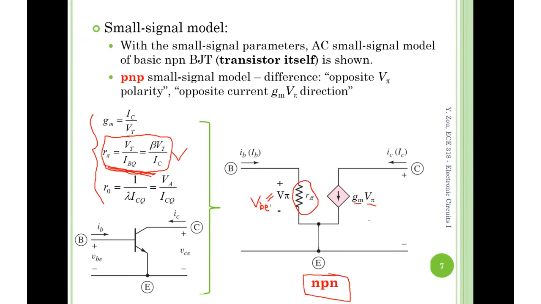So it's just as simple as this, right? As simple as this. You have an r pi, a voltage V pi, which is VBE, and you have a dependent current source whose value equals gm times V pi. Once again, this is the NPN BJT.